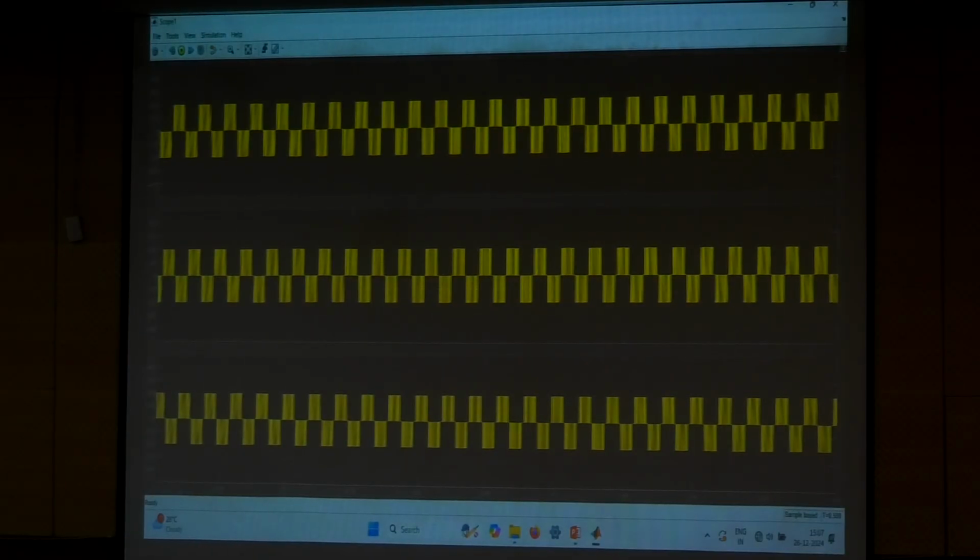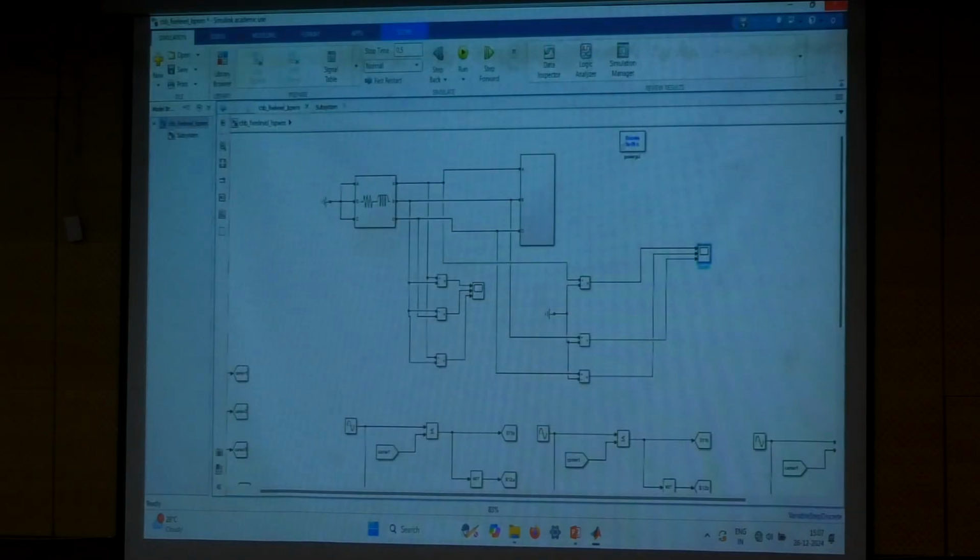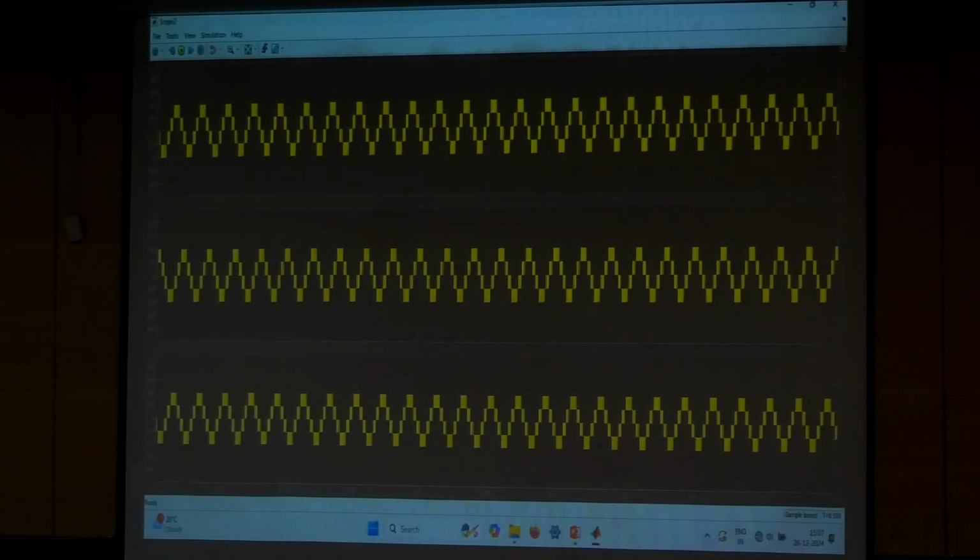See here, it is as good as a two-level inverter. Similarly, the line voltage is also reduced. The line voltage is a 5-level inverter. It will work.